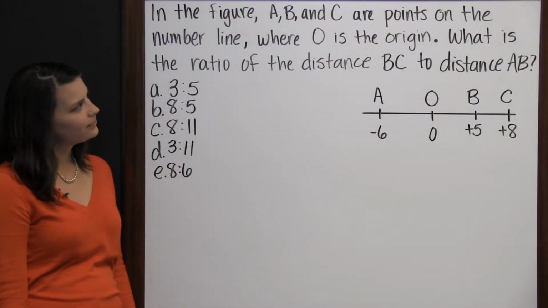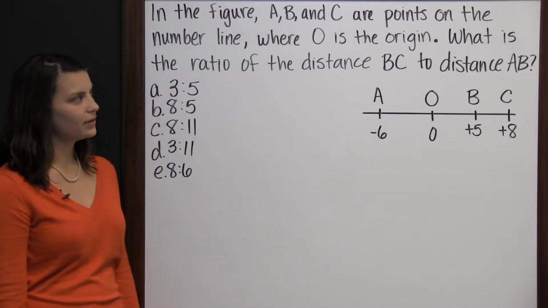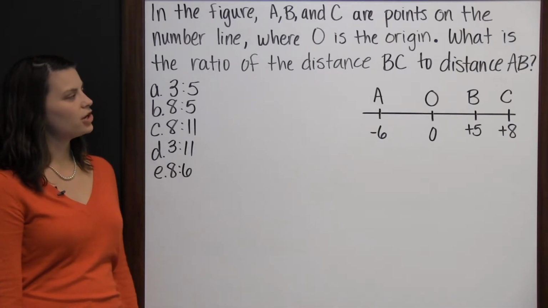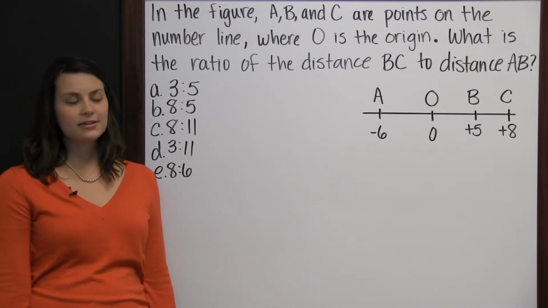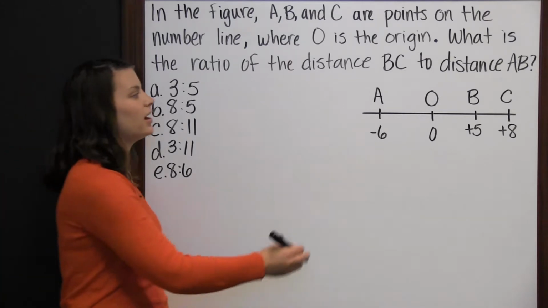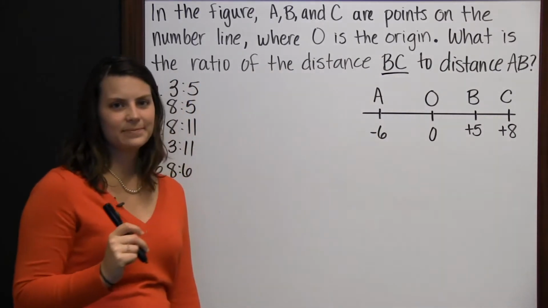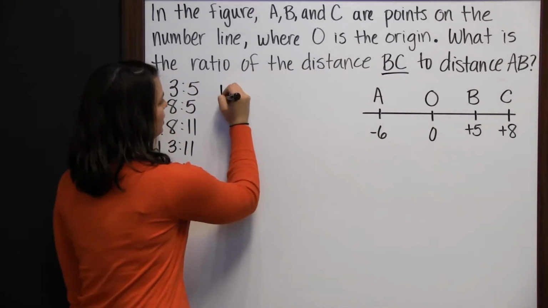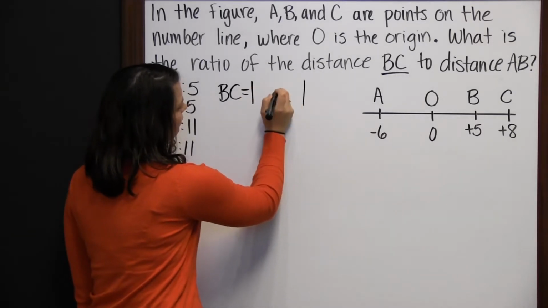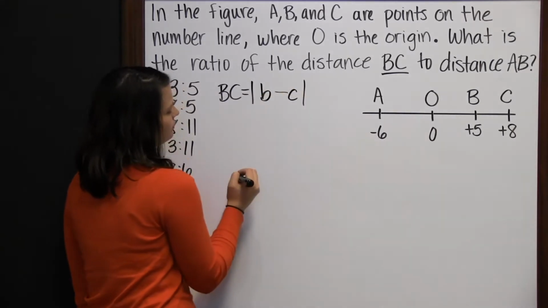In the figure, A, B, and C are points on the number line, where O is the origin. What is the ratio of the distance BC to the distance AB? So first we need to find the distance between points B and C. And the distance between two points is the absolute value of the difference of the coordinates.